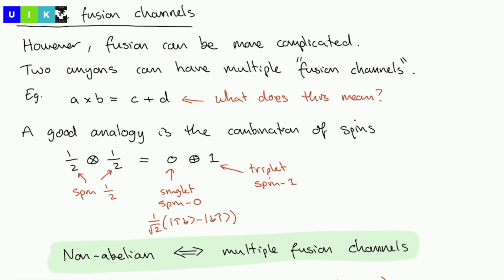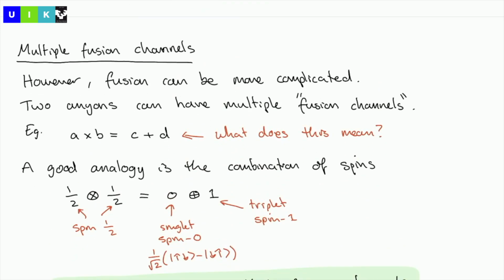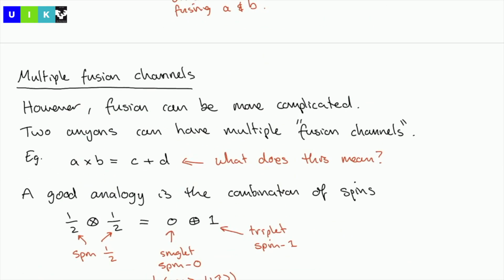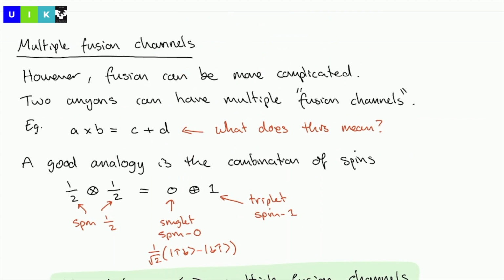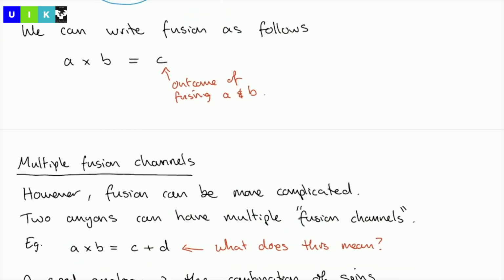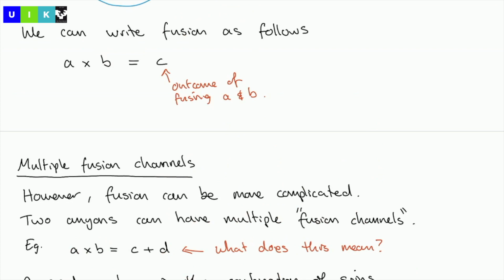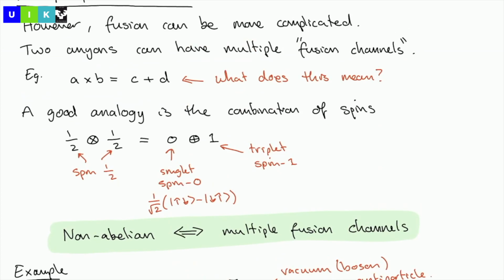However, that's not the whole story. It gets more interesting with non-abelian anions. What is possible is to have multiple fusion channels. So if I take this equation here, I can generalize it and write that A and B fuse together, and I can get anion C, or I can get anion D. There are two possibilities. And actually, this is the definition of non-abelian. If there are multiple possibilities for the fusion, this is a non-abelian model. If there's a single possibility for the fusion, this is abelian. Okay, but what on earth does this mean? I brought them together, and I've got two possibilities for the fusion.